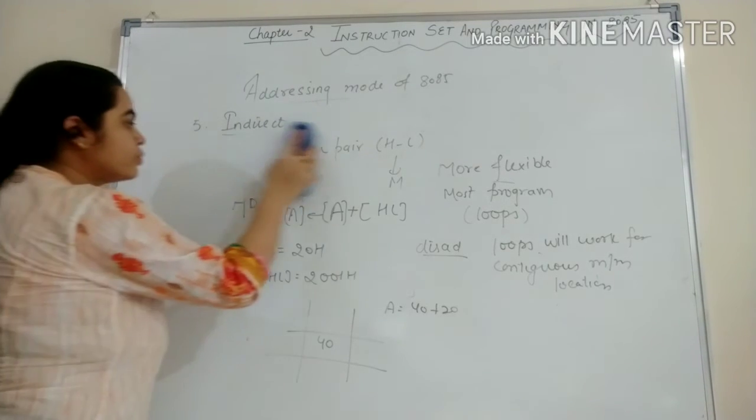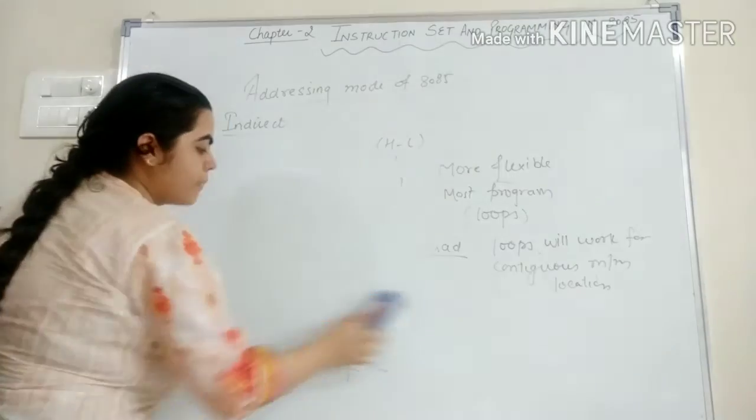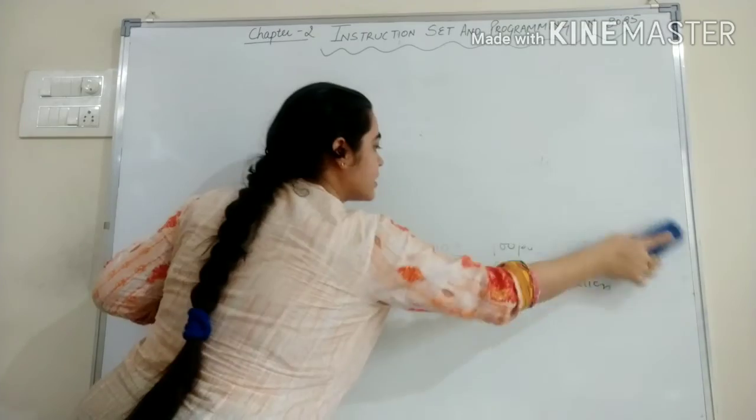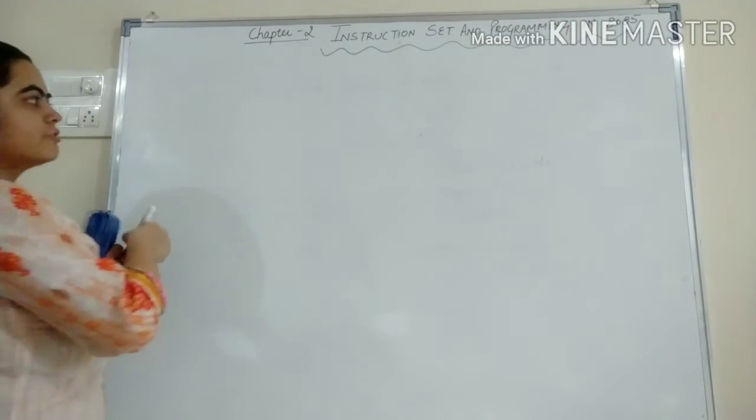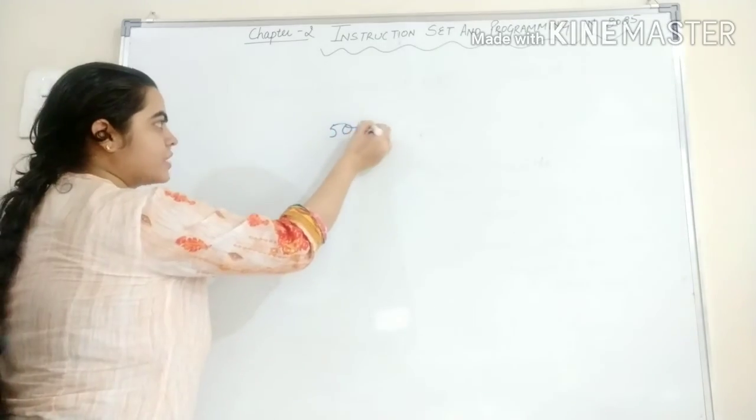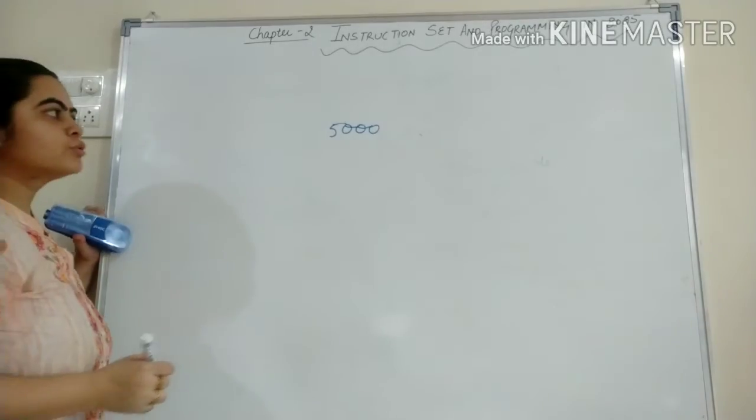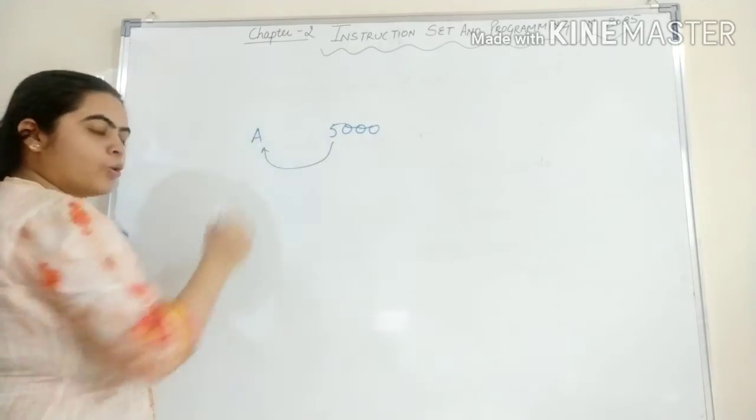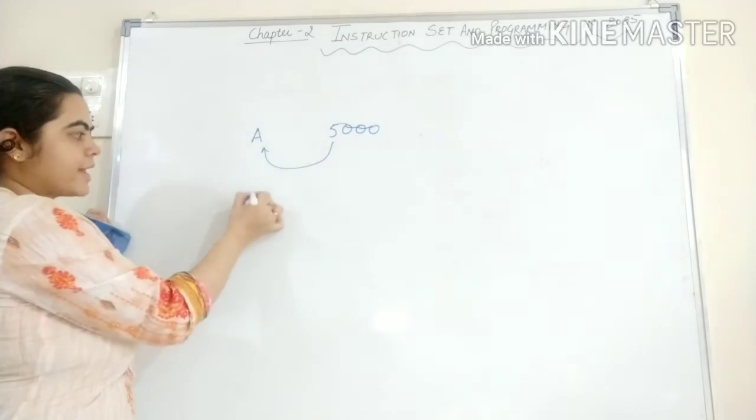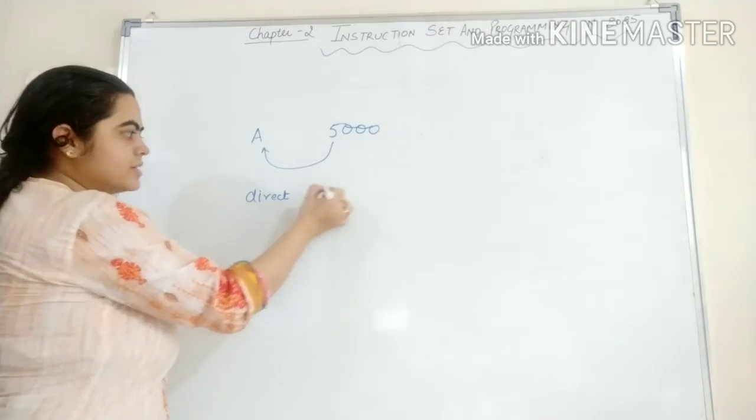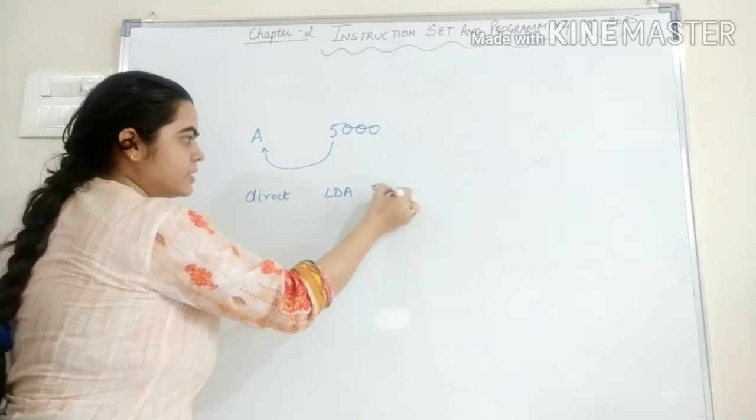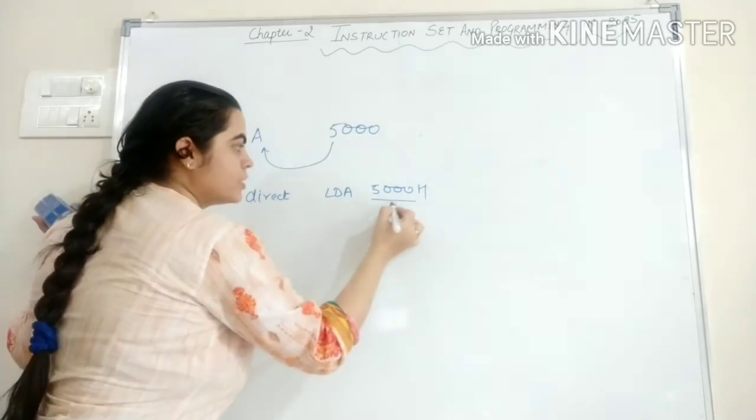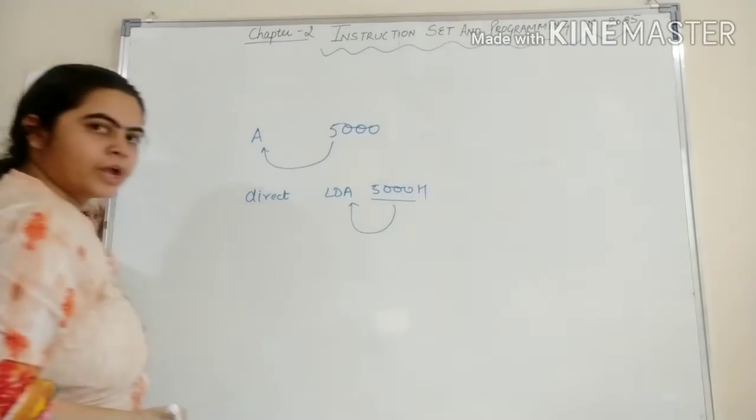Suppose we have to load the contents of a memory location into the accumulator. Suppose we have contents in the memory location 5000, and we have to load the contents of this memory location into the accumulator. If we are talking about the direct addressing mode, then we can write the instruction LDA 5000H. So this instruction means whatever contents are present in this memory location will be loaded into the accumulator.